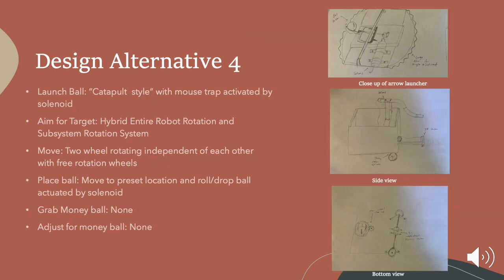Finally, we have design alternative 4. It uses a catapult actuated by a solenoid for the archery and a slide actuated by a solenoid as well for the basketball. The robot will move forward and stop when the IR sensor tells it to and release the basketballs to slide into the cups. What is most interesting about this is that there is no money ball associated with this because we wanted only to focus on the tasks that are required.